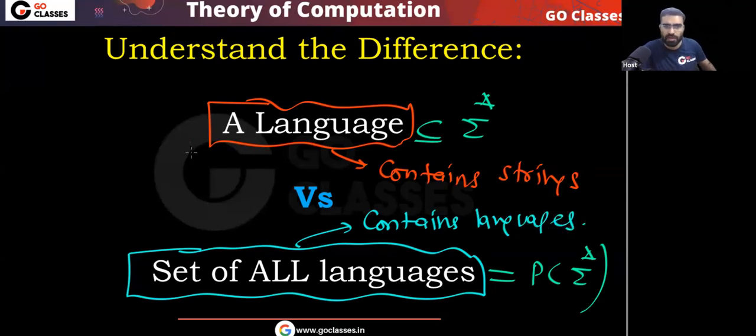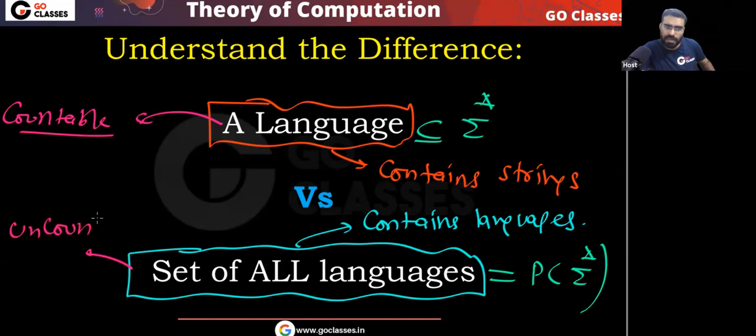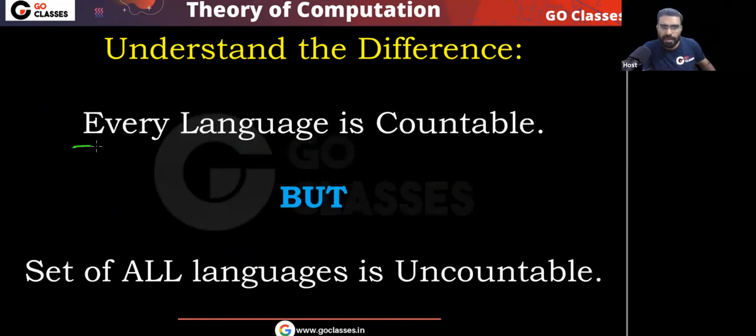So remember this point, and understand the difference between these two. Every language is countable. A language is countable because that is a set of strings. But the set of all languages is uncountable. So this difference you have to understand. Every language is countable, but the set of all languages is uncountable.